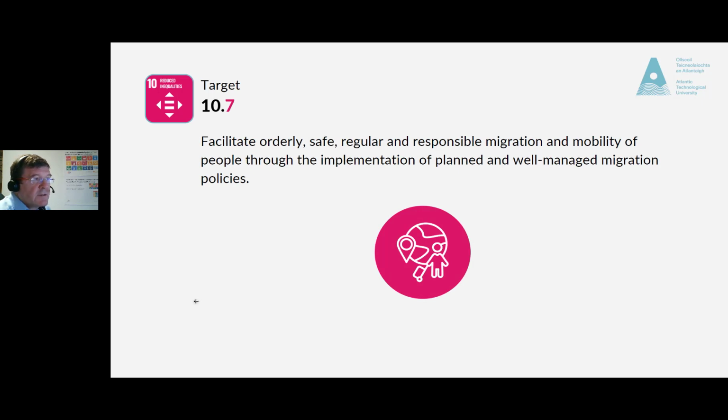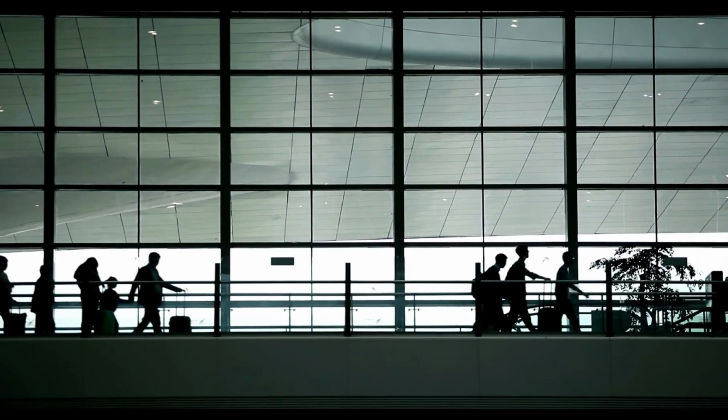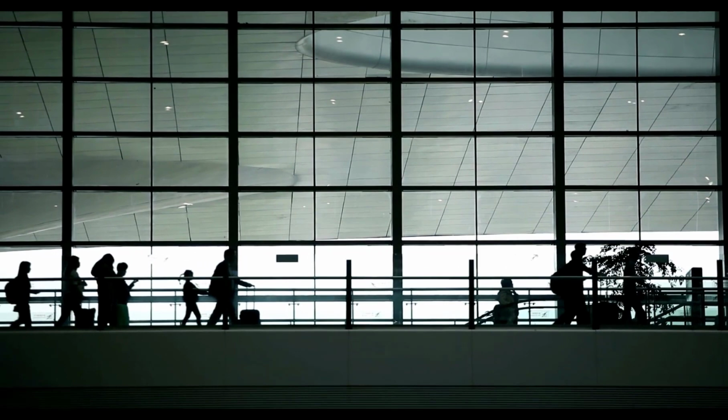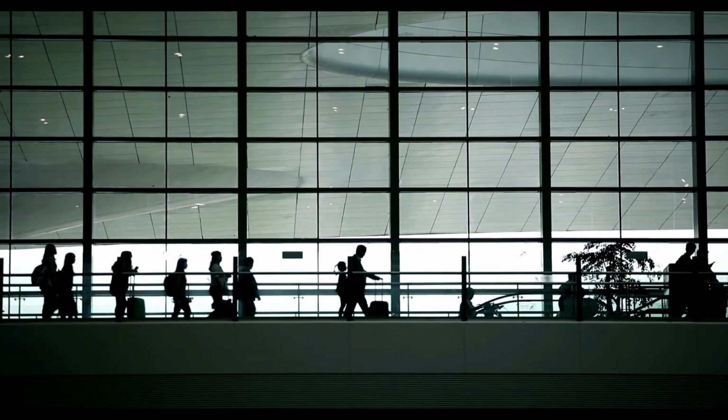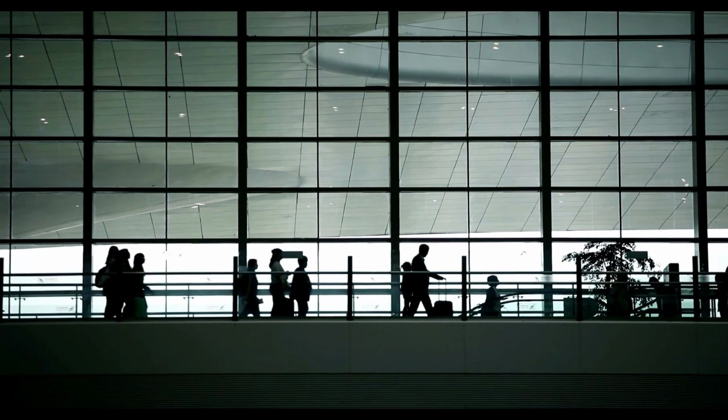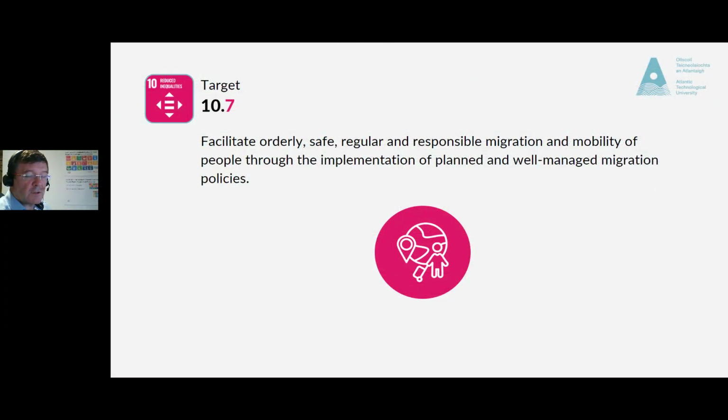Target 10.7: Facilitate orderly, safe, regular and responsible migration and mobility of people through the implementation of planned and well-managed migration policies. I think from an Irish perspective we can really appreciate how important migration policies are. Immigration has been a very important aspect of Irish life for the last 150 years. I think everyone is aware of the issues and debates around migration in Ireland. While we are doing very well, there have been a number of troubling developments in the last couple of years.